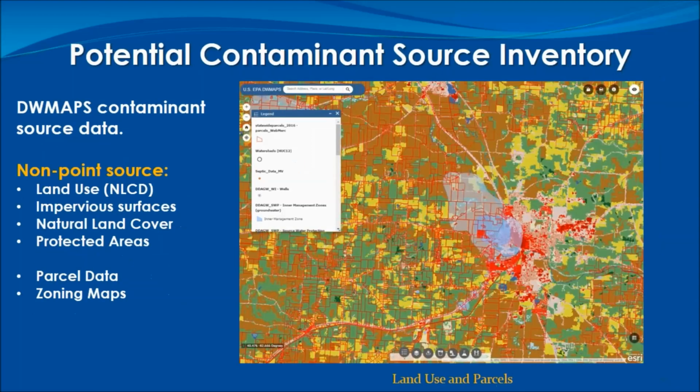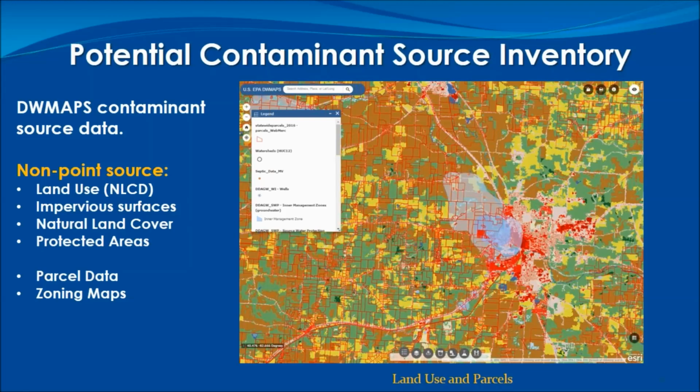DWMAPS also has several non-point source pollution layers, and a few layers indicating natural or protected areas that may be of interest if you're considering pursuing land conservation or preservation as a potential protection strategy. The image here shows the National Land Cover Database, which shows land use and land cover. The brown or yellow areas generally represent agricultural areas. The green generally represents open space or forested areas, and the red and pink are more developed or commercial areas.